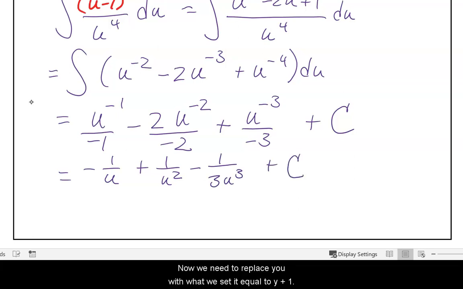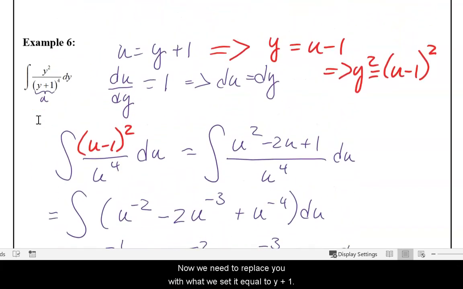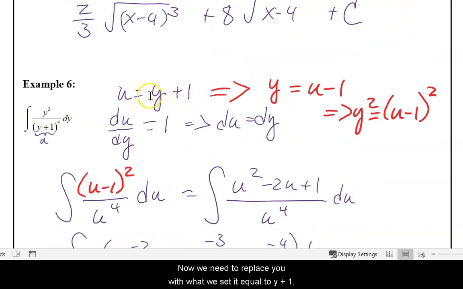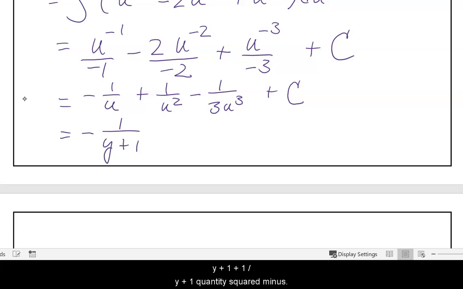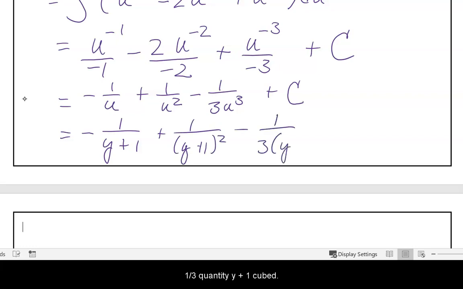Now we need to replace u with what we set it equal to, y plus 1. When we replace it with y plus 1, we get negative 1 over y plus 1, plus 1 over (y plus 1) squared, minus 1 over 3 times (y plus 1) cubed, plus c.